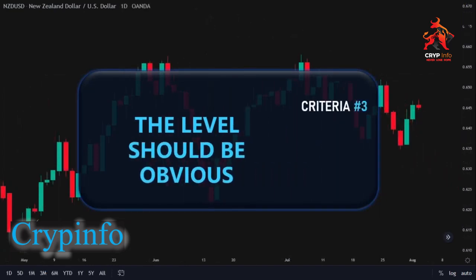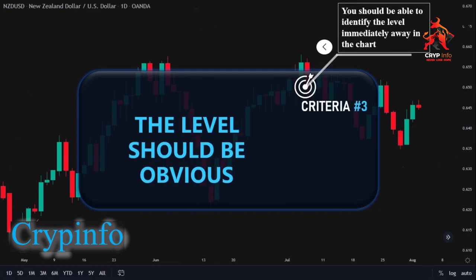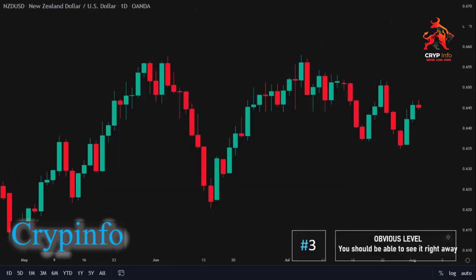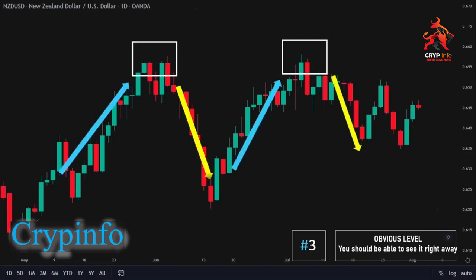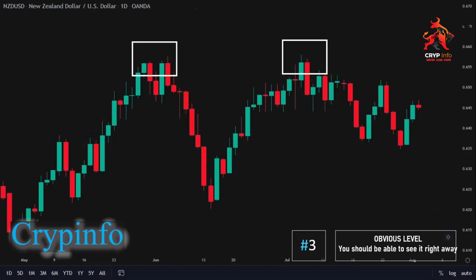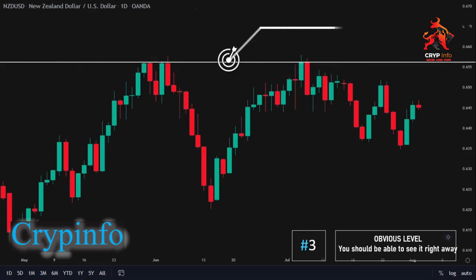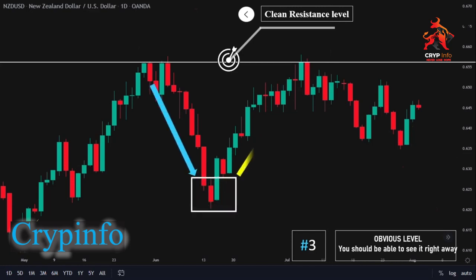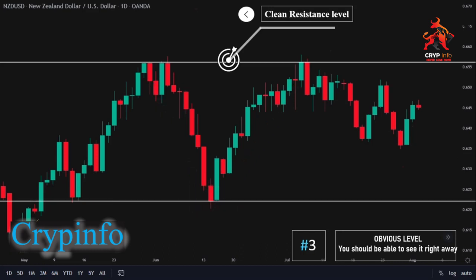Trait number 3, the level should be obvious, meaning that, when you look at the chart, you should be able to identify the level immediately. So, here in the NZD US dollar, you can see the very obvious level right here. Price went up, hit, and reversed, indicating a clear resistance level, which is very obvious and can be identified immediately. The same scenario at the bottom, the price dropped, hit, then reversed. This is very obvious, and you can detect it easily.